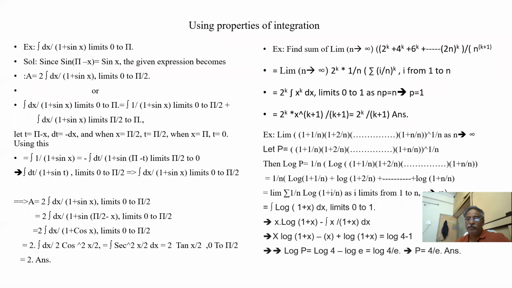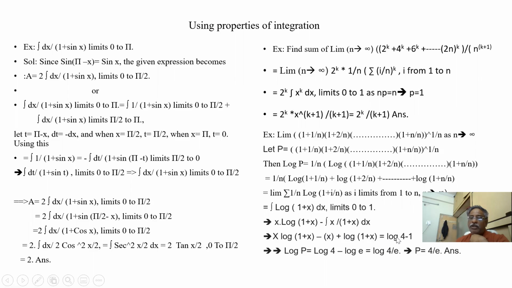So integration of log of 1 plus x dx. I will use the UV formula: x log of 1 plus x minus integral x into 1 by 1 plus x. In place of x, I can use 1 plus x minus 1, so I can split it. The integral of 1 by 1 plus x is log of 1 plus x, and the integral of dx is x. Now I am substituting limits 0 to 1.